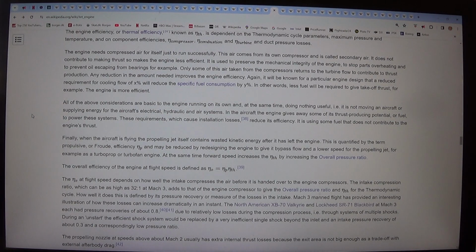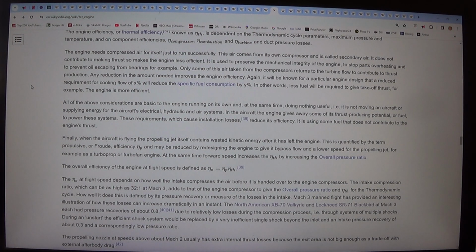The engine needs compressed air for itself just to run successfully. This air comes from its own compressor and is called secondary air. It does not contribute to making thrust, so makes the engine less efficient. It is used to preserve the mechanical integrity of the engine, to stop parts overheating and to prevent oil escaping from bearings, for example. Only some of this air taken from the compressors returns to the turbine flow to contribute to thrust production. Any reduction in the amount needed improves the engine efficiency.